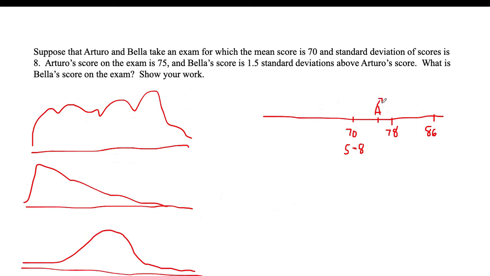Arturo's z-score we can compute. So we have Arturo, which is 75. 75 minus 70 is 5, over the standard deviation of 8, which I believe we said was 0.6 something. Yeah, 0.6, let's call it 0.63.